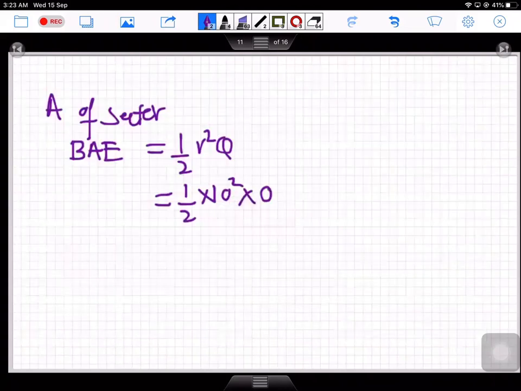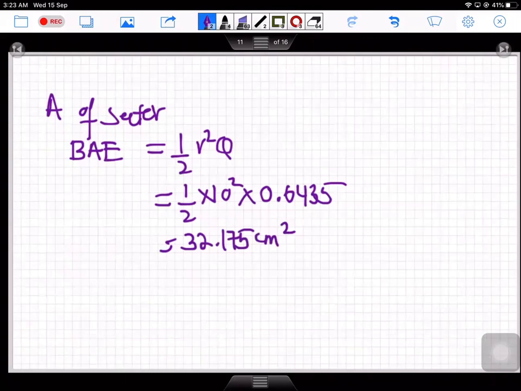So half into 10 square multiplied by 0.6435. 1 upon 2 multiplied by 10 square multiplied by 0.6435. This is actually 32.175 centimeter square. This is the area of the sector BAE. Okay.